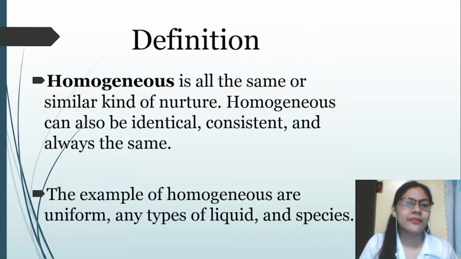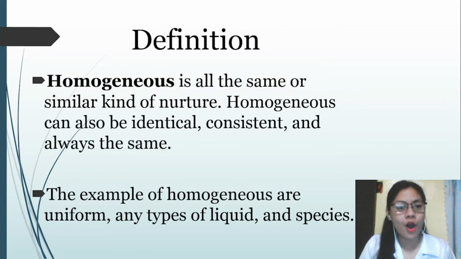From the definitions we gave earlier, we can identify homogeneous as all the same or similar kind of nature. Homogeneous can also be identical, consistent, and always the same. Some of the examples of homogeneous are uniform, any type of liquid, and species. Will someone please read again the definition of homogeneous?